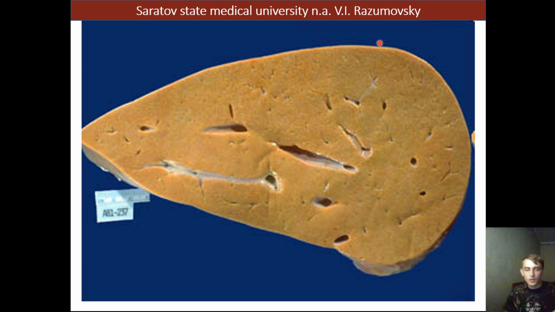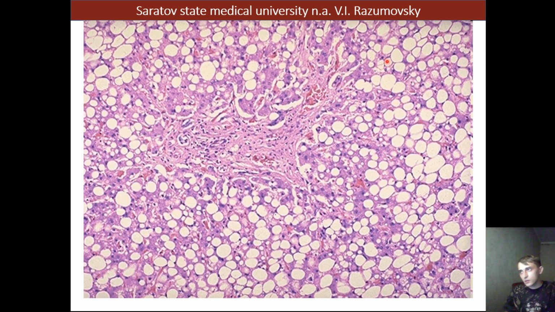Microscopically, this is hematoxylin-eosin staining, and you can find that in hepatocytes there are empty spaces without any substance. So, this is your first examination slide. The first examination slide is fatty degeneration of liver.